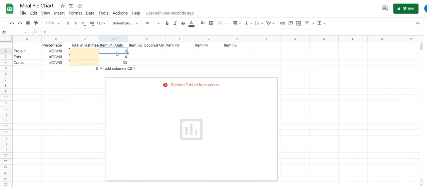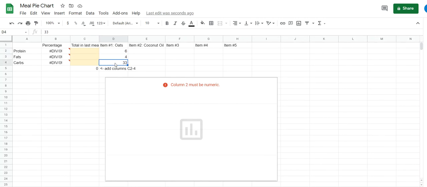And then you do want to make sure you're paying attention to the serving size. So here the serving size is a half a cup. And so just to be easy and to be simple here, I just made a half cup oatmeal. So I wrote in the protein was 6, the fats was 4, and the carbs was 33.